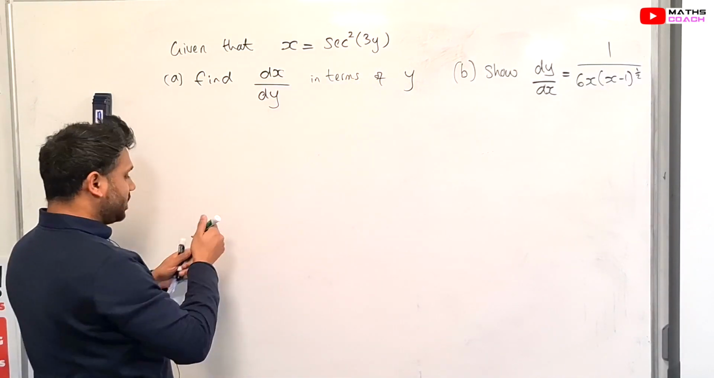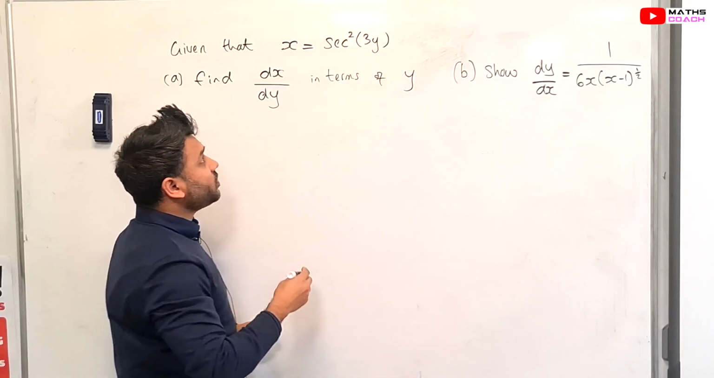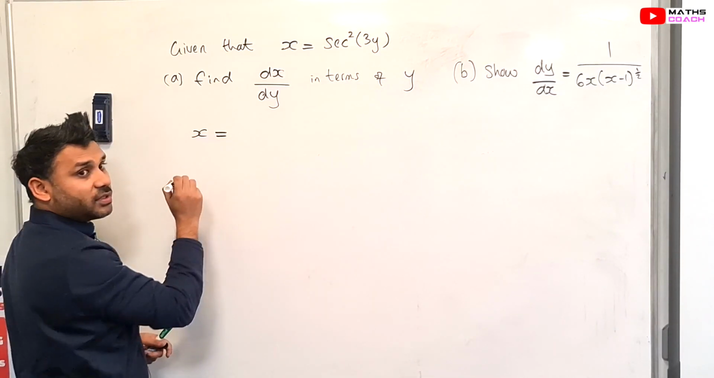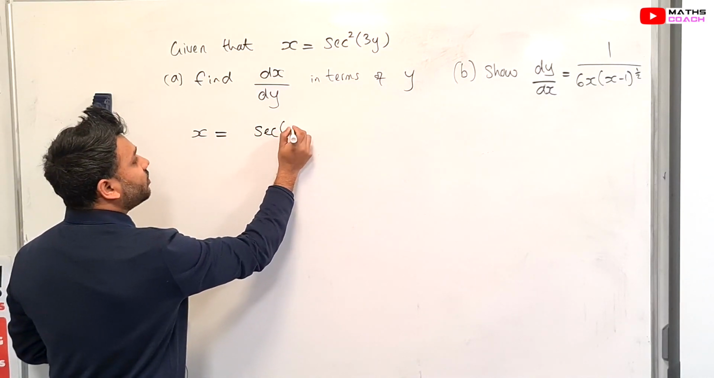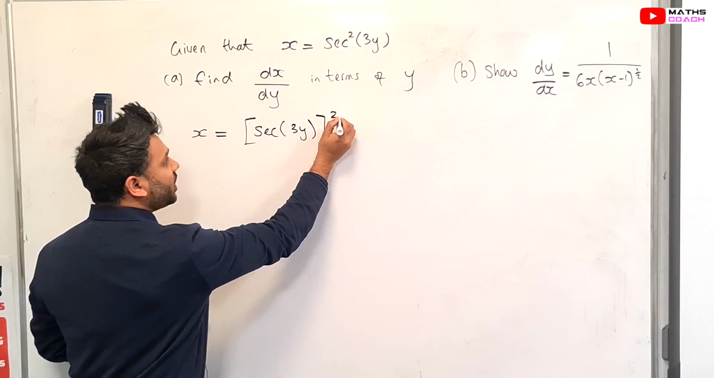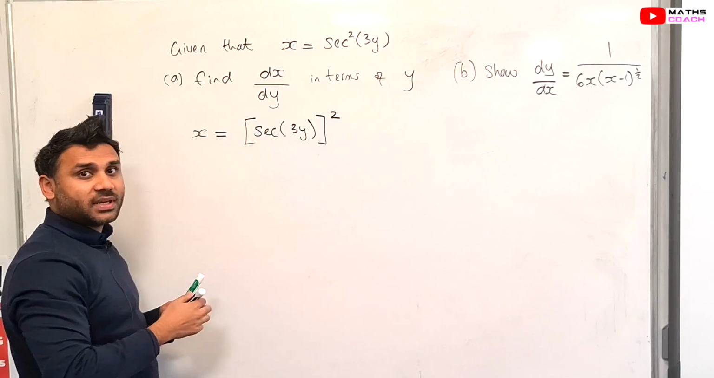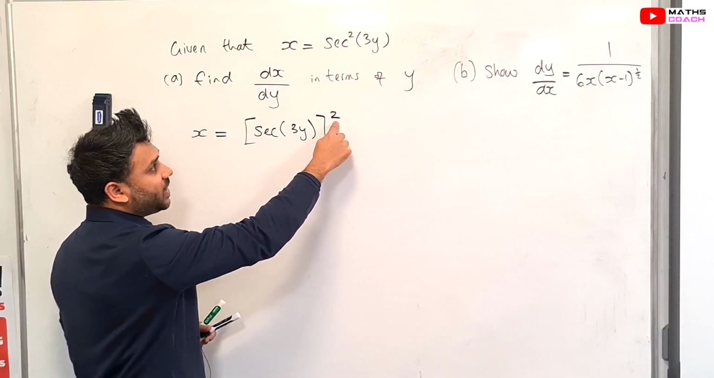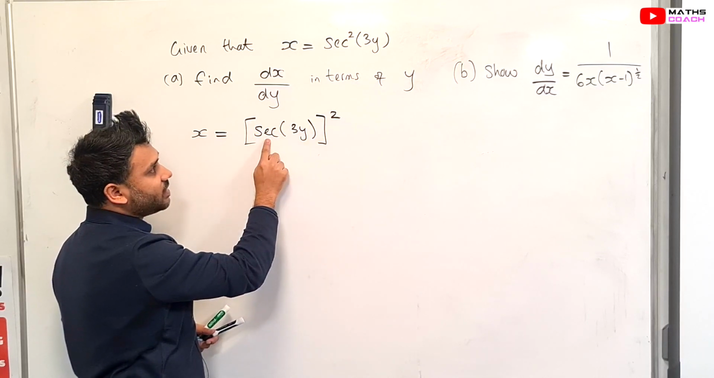Let's start by differentiating x with respect to y. I would say this expression is actually made of 3 layers here. We have the sec of 3y, and then all of that is being squared. So sec squared, I'm just going to put the bracket around the whole of sec and make it squared. 3 layers: the power 2 is the outer layer, the second layer is the sec, and the third layer is the 3y.